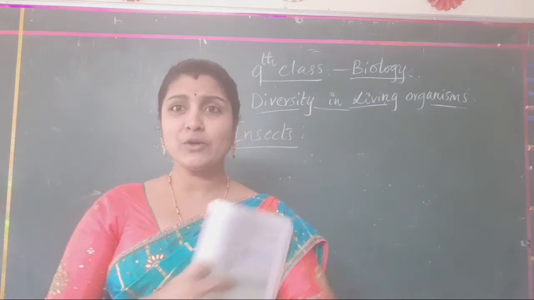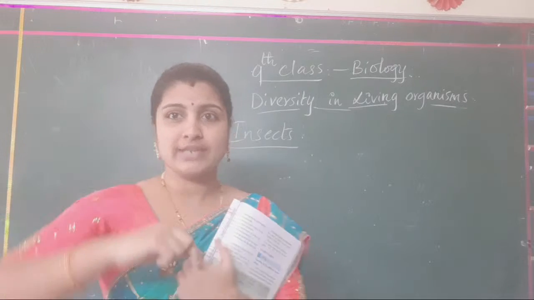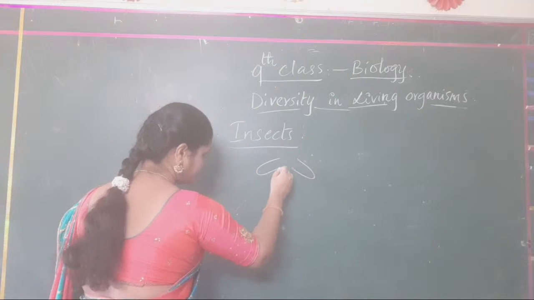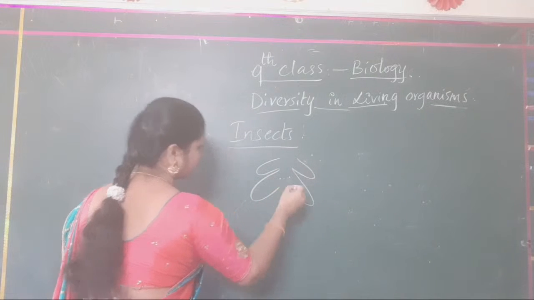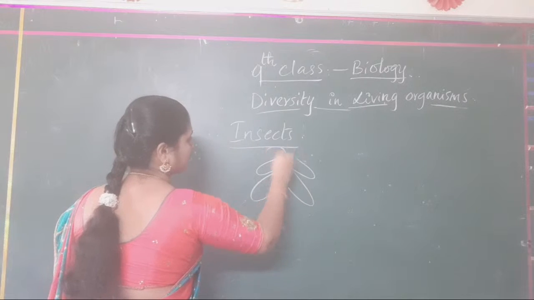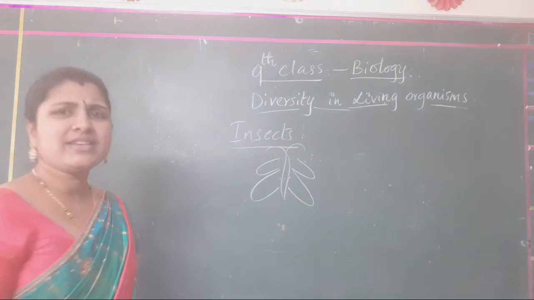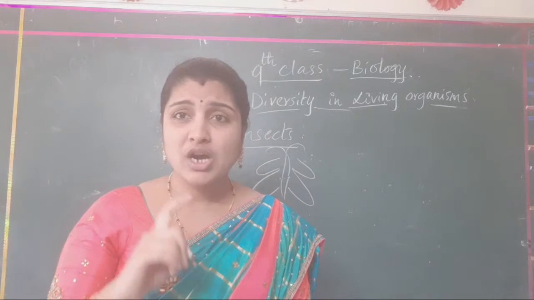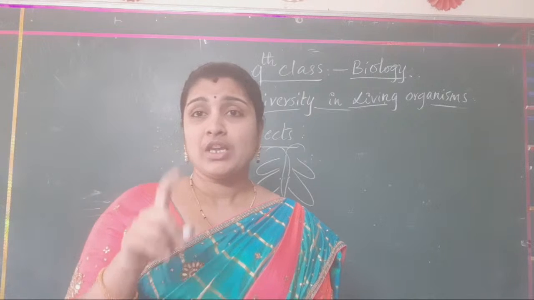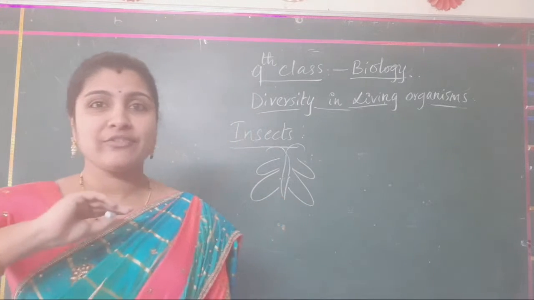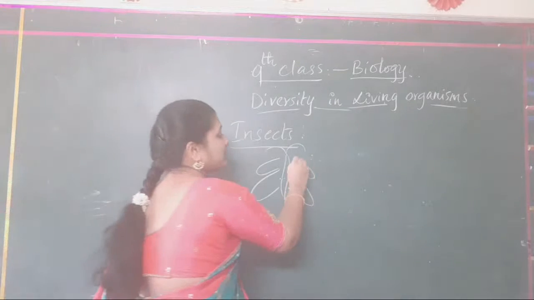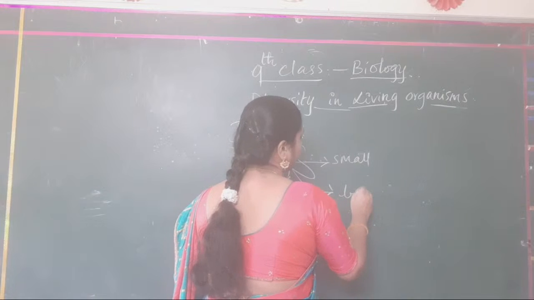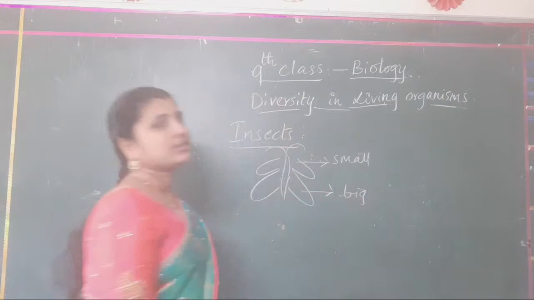If you observe a butterfly, two pairs are present. One is small in nature. If you observe housefly, mosquito and butterfly, you will observe that two pairs of wings are present. The first pair will be very small and the last pair will be very big in nature, when compared with the first.